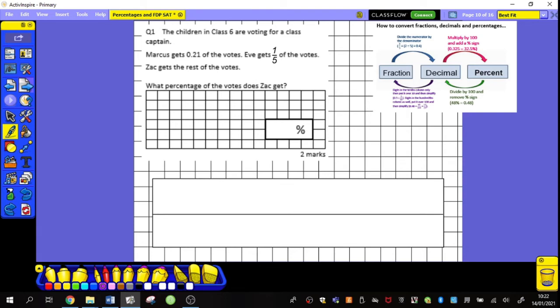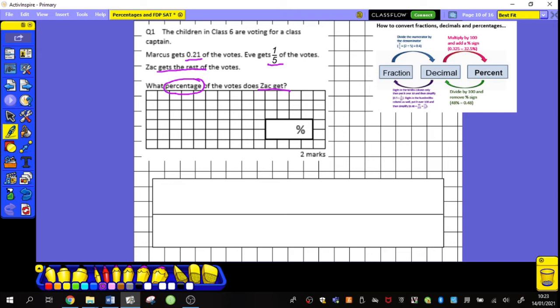Okay, let's have a look at another one, slightly differently. The children in class 6 are voting for a class captain. Nothing in there is very important to me at the moment. Marcus gets 0.21 of the votes. Eve gets 1/5 of the votes. And Zach gets the rest. What percentage of the votes did Zach get? So here in my question I've got a decimal, I've got a fraction, but my answer is going to be a percentage, so I might have to convert between all of them this time.